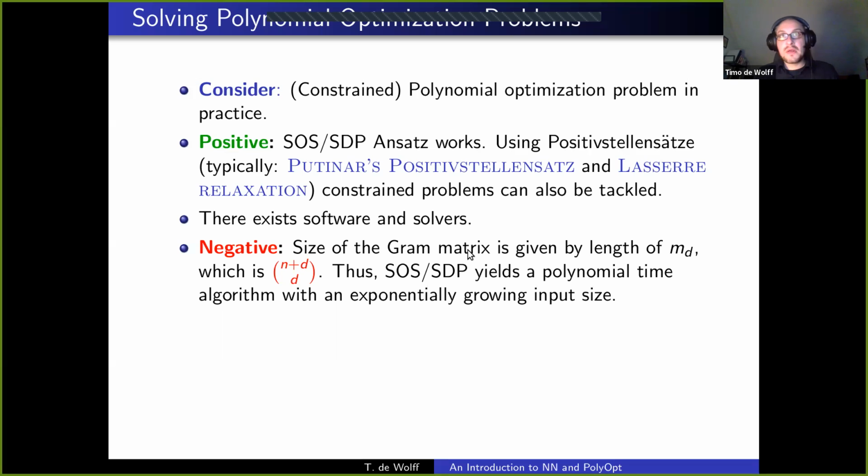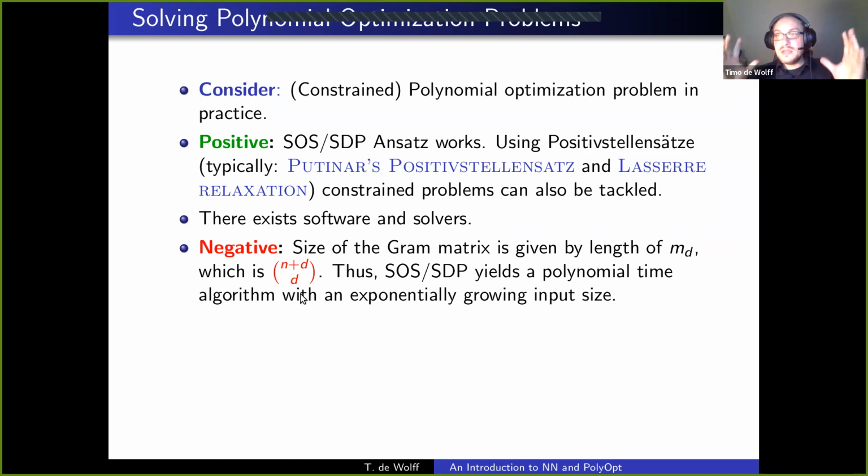There is something negative though. Because still, remember, we are dealing with at least some NP-complete problems. And the main negative observation is the following: the size of the Gram matrices that are involved. Namely, if I have a Gram matrix that is handling a vector of monomials of degree up to d, then this vector is of length (n+d choose d). So this means these matrices we have to put in our SDP are growing exponentially in n and d. So the SDP is a polynomial time algorithm, but at least if both n and d grow, we have an exponentially growing input size.